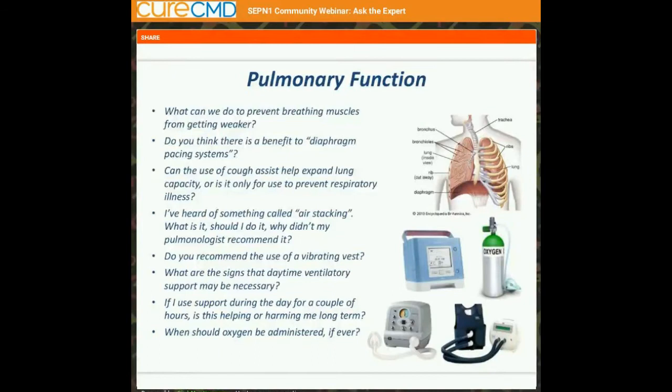I do also want to address a question that was maybe brought up in the beginning but didn't get asked specifically: when should we start looking for pulmonary surveillance and care? At what point and how often?